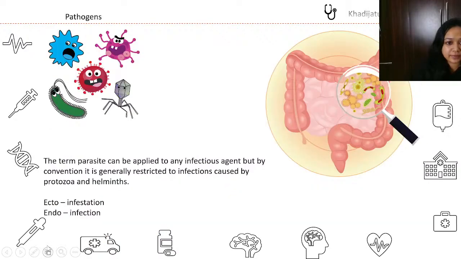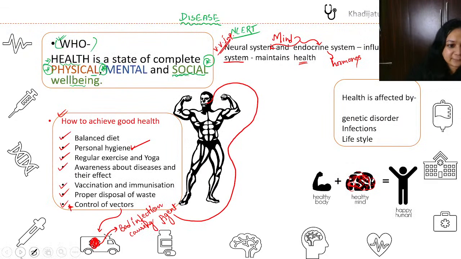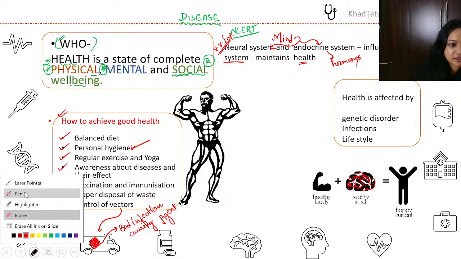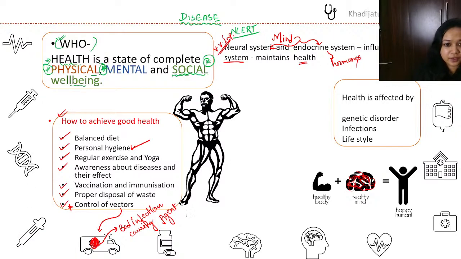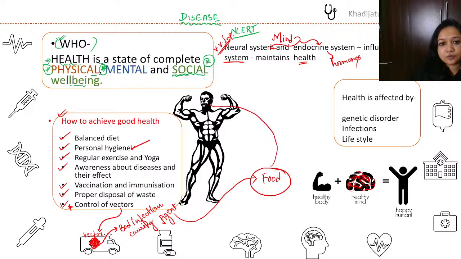Sorry, what just happened? Let me take an eraser. Okay, pen, there you go. Okay, this vehicle is a vector. Vector means something that would carry a bad infection-causing agent and would go and leave it maybe on your food. And when you ingest that food, that bad infection-causing agent will get entry into your body.